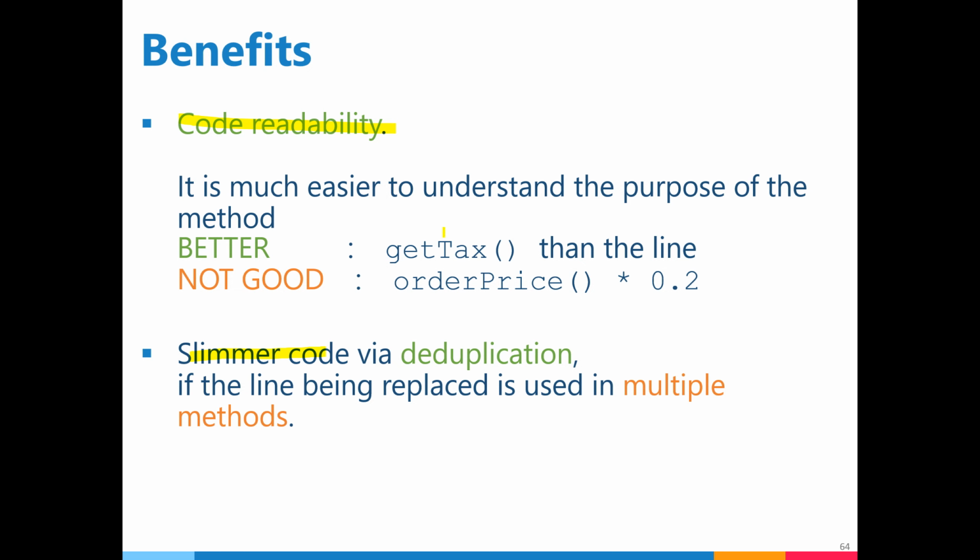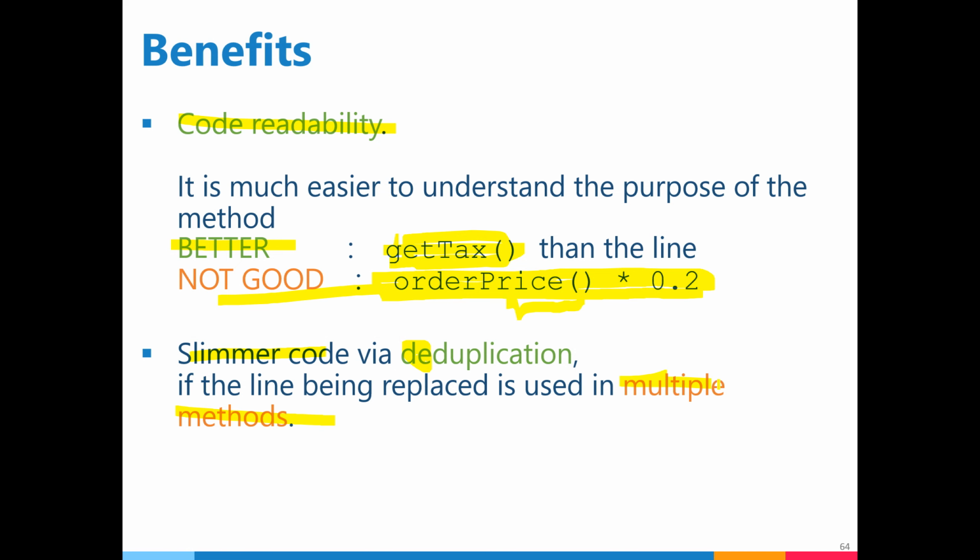Let's look at this one. Instead of getTax, if you write order price times 0.2, what does this mean? But getTax is much clearer. And I'm going to move everything in here, right? This is great. This is much better. This is not good.